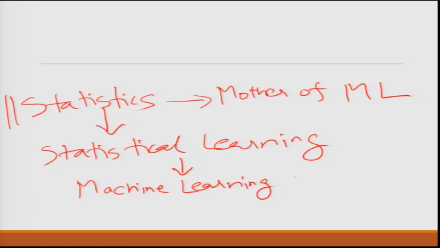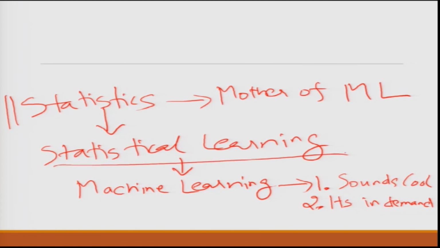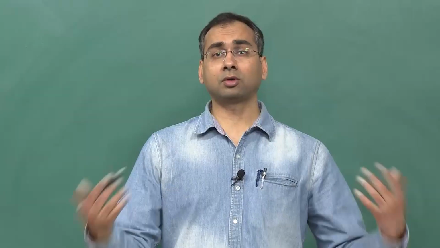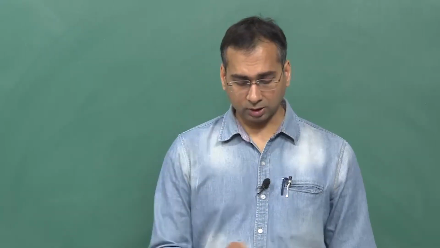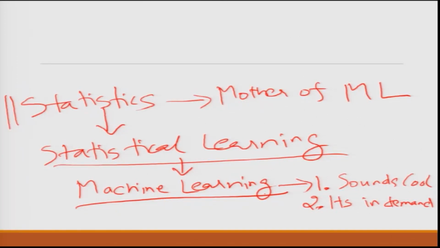So, what is the difference between statistical learning and machine learning? Well, I would say the first difference is it sounds cool, and number two, it is in demand. Technically it is statistical learning, but industry loves the term machine learning. Industry enjoys calling it machine learning. There is a huge amount of job demand around it, a lot of craze around it, a lot of projects around it, a lot of excitement around it. So, we better stick to the word machine learning. Yeah, and of course, it sounds cool, as I said.